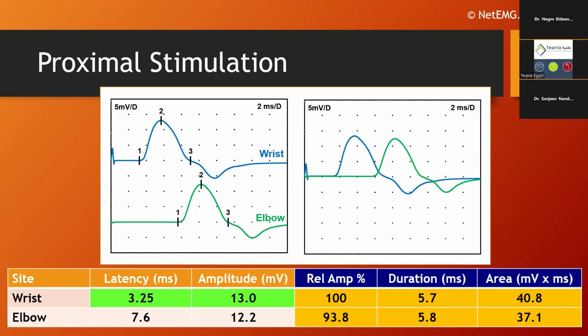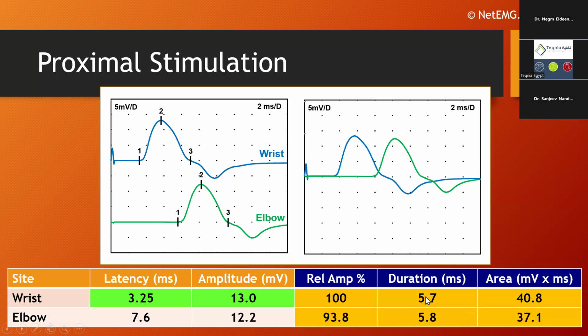So here is a measurement which is called relative amplitude. The amplitude is 13 millivolts at wrist. At elbow, it was 12.2, which is 93.8%. So this is one way of describing the amplitude change as relative amplitude. Some laboratories look at the difference. So the difference over here is 6.2%, and they will report a decay by 6.2%.